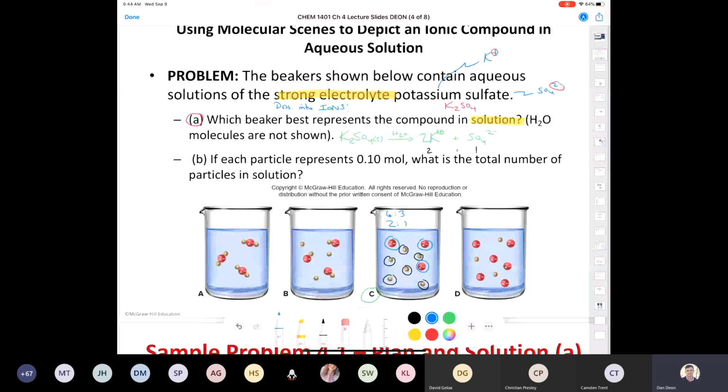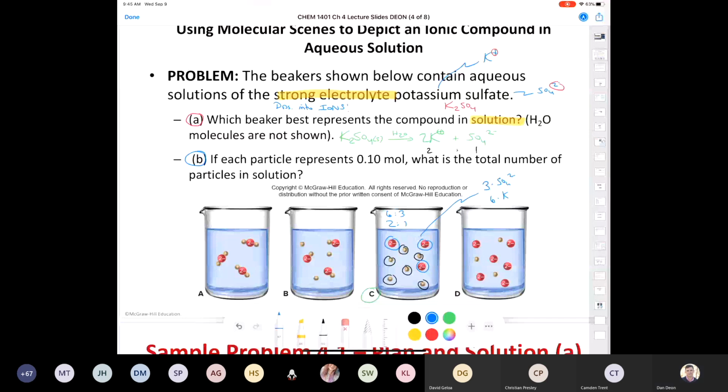All right, well, with that in mind, let's take a look at the next question, and I'm going to move to the next slide to help us out. It says, if each particle represents 0.10 moles, what's the total number of particles in solution? Okay, so we have a total of, what did we say? Here we've got three sulfates, and we've got 6 potassium, right? All right, let me show you here.